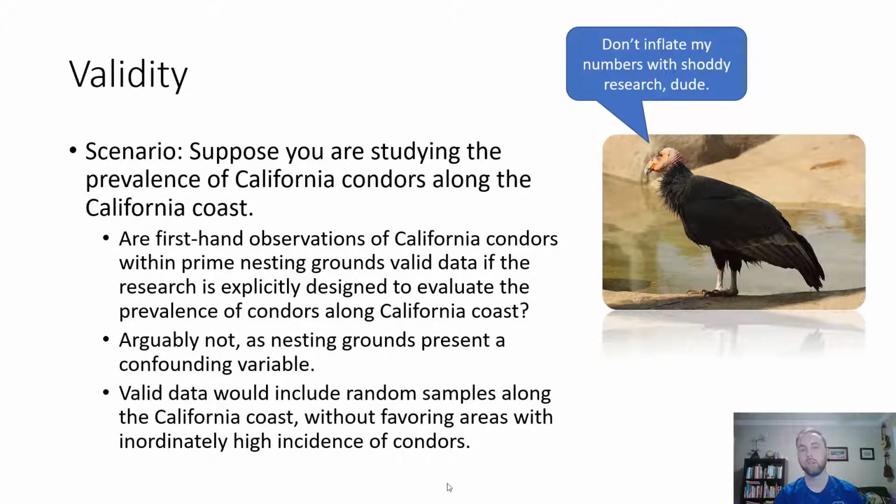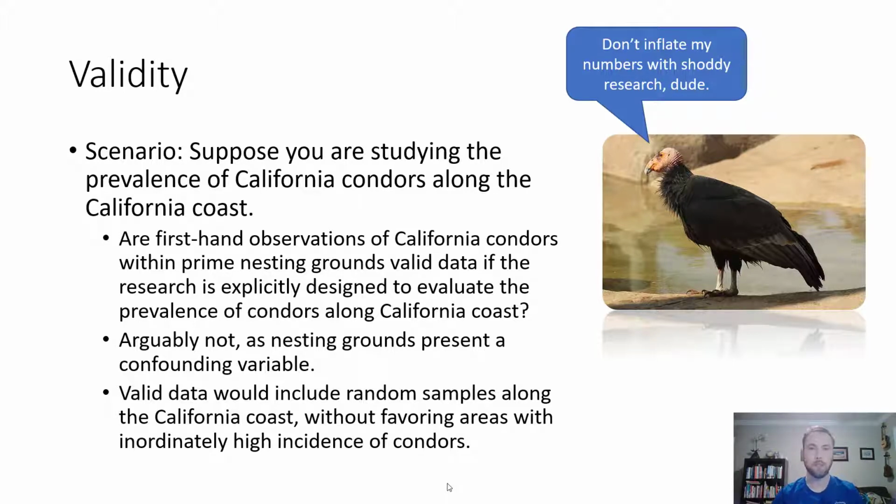Think about that, right? So if the goal is to get an accurate representation of the prevalence of condors along the coast between San Francisco and Santa Barbara, but you spend your time in an area known for prime nesting, odds are the nesting grounds are going to be a confounding variable. Those nesting grounds are going to inflate the numbers of condors because you are essentially hanging out in their best case neighborhood, like this is where they want to be. So no, valid data would include random samples along the coast without favoring areas with an inordinately high incidence of condors. Okay, so just keep that in mind.